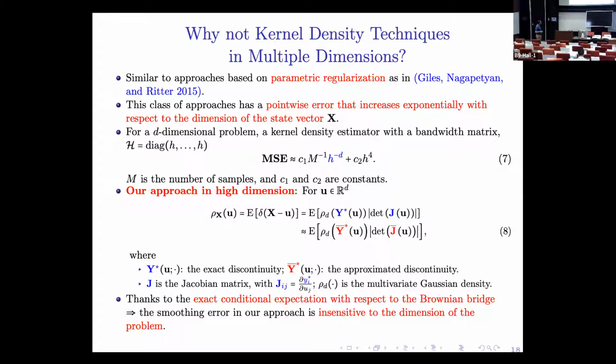So if you look at the mean square error, you will see that your bias here will explode with respect to the dimension of the problem. However, due to the conditioning with the Brownian bridge, and if we are able to compute this discontinuity location, then we don't have this dependence of our numerical smoothing with respect to the dimension of the problem, which can be very efficient in high dimensions.